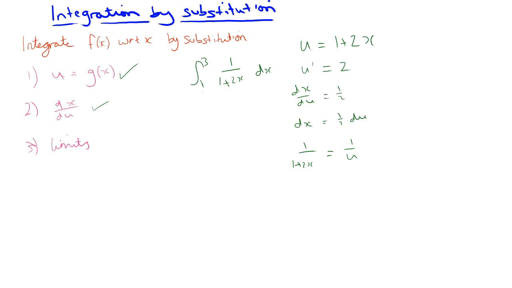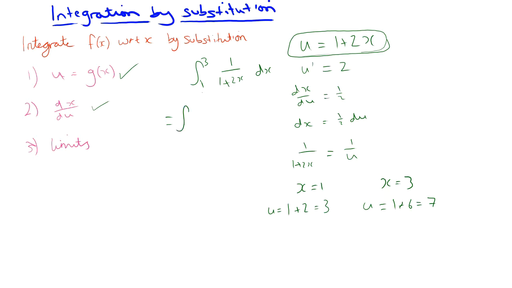The final thing before we put it all back into the integral is the limits. So here our x limits are x equals 1 and x equals 3. We want to find out what the u limits are, so we put them into the original function of u. So 1 plus 2, u equals 3, and u equals 1 plus 6, which is 7. So back to the integral, we can integrate from u equals 3 to 7.